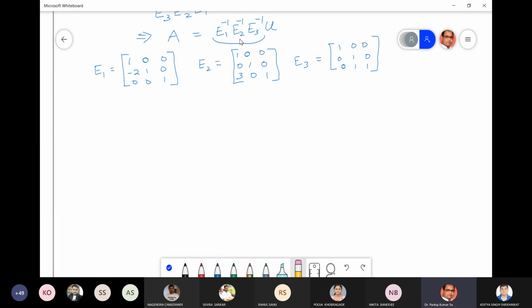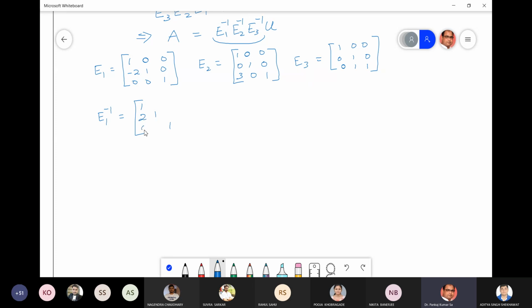So A is equal to E1 inverse, E2 inverse, E3 inverse times U. E1, E2, E3 we have here. Can we find out E1 inverse? What is the E1 inverse? The calculation is very simple. Write the diagonal elements as it is, and all the off diagonal elements change the sign. So this is how the inverse can be calculated for such kind of matrices in a very simple way.